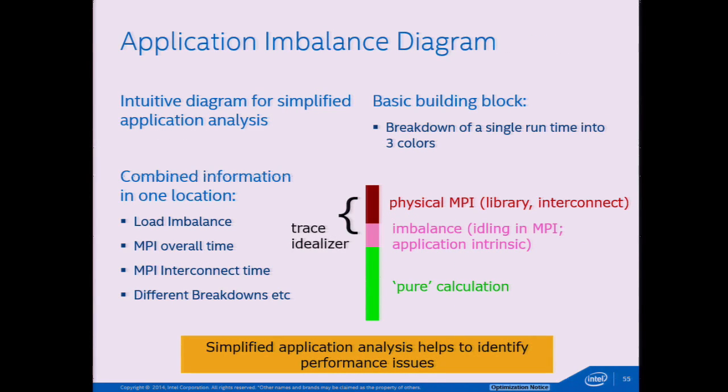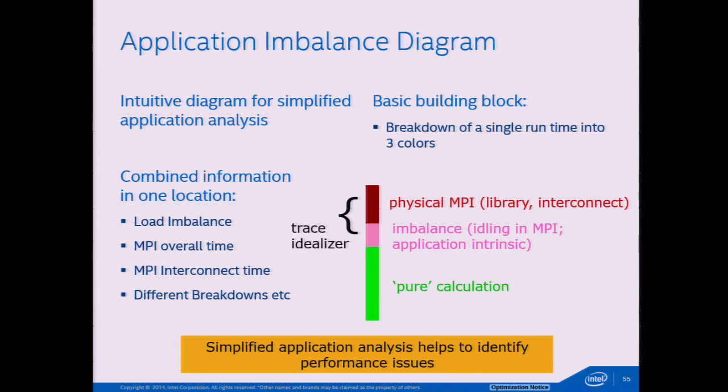Now, what do we do with this data? You can get the ideal trace file and do a manual comparison between that one and the real one. But what we do is try to do some sort of automatic analysis. There's something called the application imbalance diagram that's also available through the advanced menu from the GUI. It'll automatically compare the real and the ideal trace files.